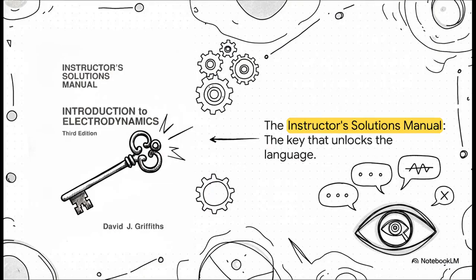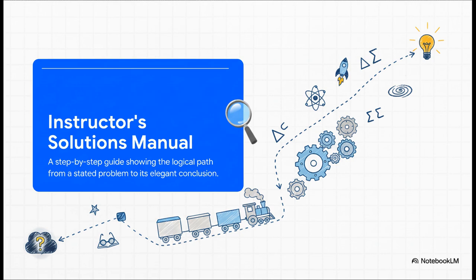And this is it. The legendary Instructor's Solutions Manual. You know, for countless aspiring physicists, this unassuming book is just as crucial, just as vital as the textbook itself. This right here is the key that unlocks the language of the universe. So what's its secret? What's it actually doing? Well, it doesn't just hand you the final answer. Nope. Its real magic, its profound purpose, is to show you the process of scientific thinking.